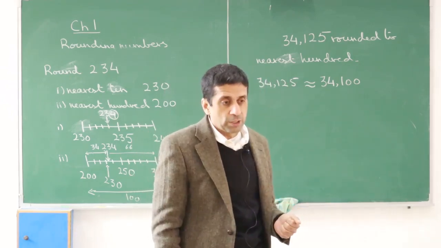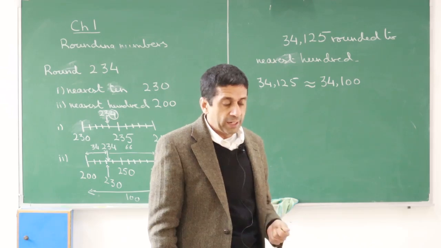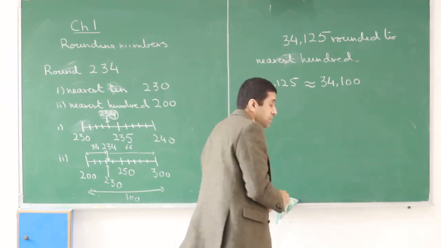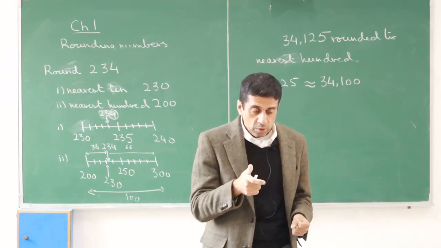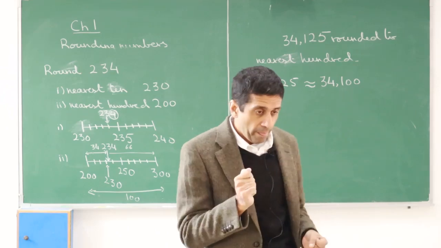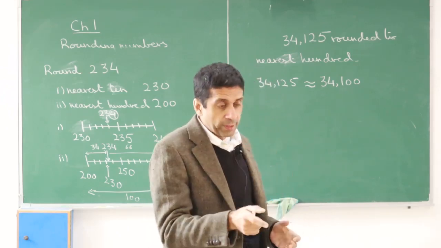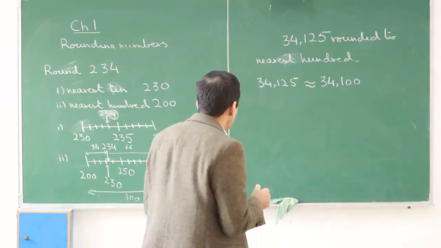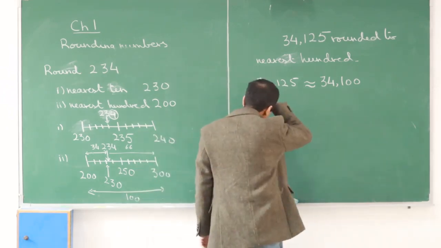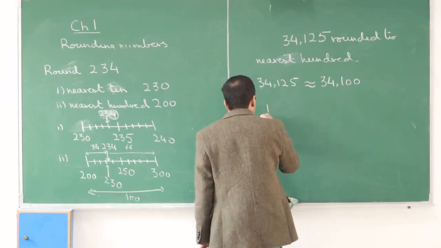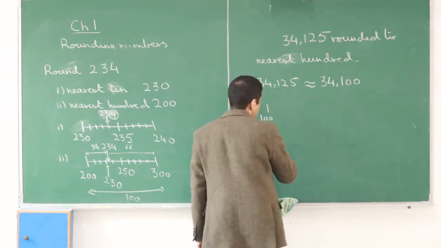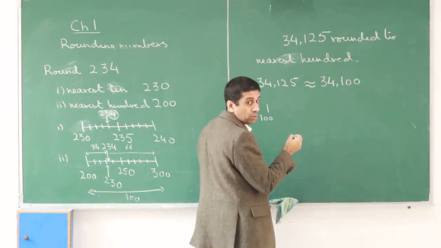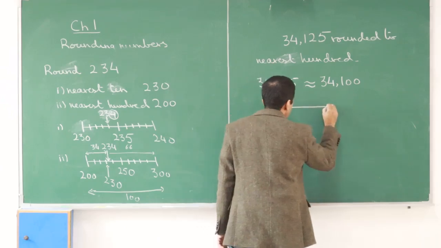So I first give you how much? How many $10,000 bills do I give you? I give you three $10,000 bills. So that is done. Then I give you how many $1,000 bills? Four $1,000 bills. So now how much more do I have to give you? 125. I have to give you 125. So now I have a choice. I can either give you one bill, that would be 100, or I can give you two bills.